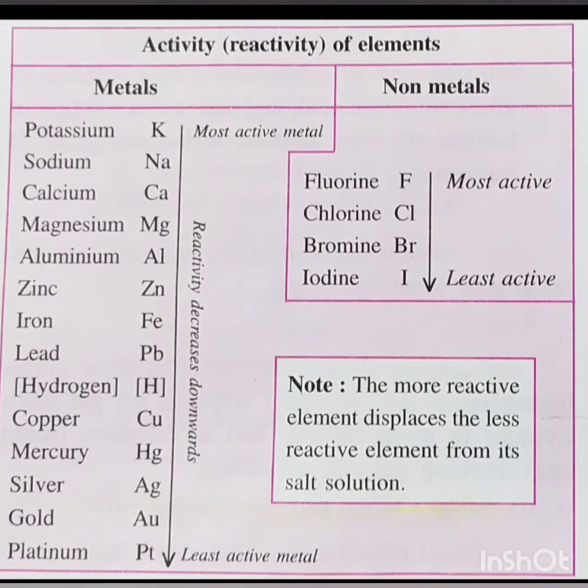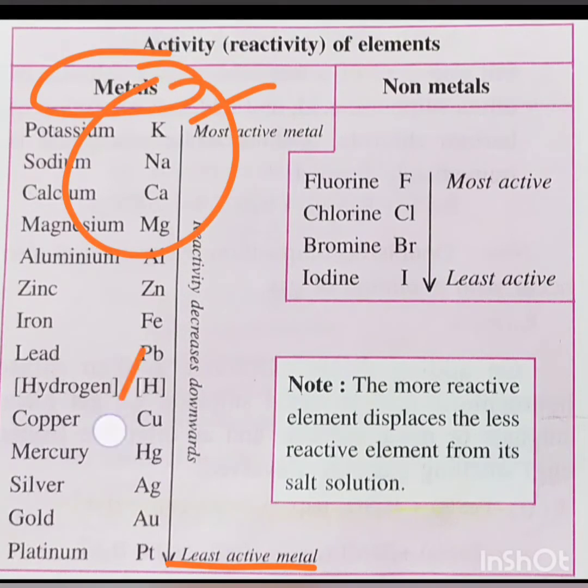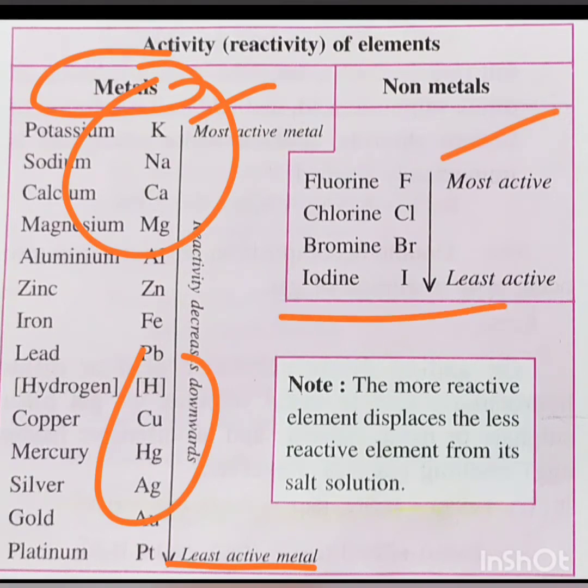By taking similar examples, the following activity series can be prepared. This is the activity series of metals. Potassium is the most reactive metal and platinum is the least active metal. So, any of the more active metals can displace the less reactive metals from their solutions. Similarly, in non-metals, fluorine is the most active and iodine is the least active.